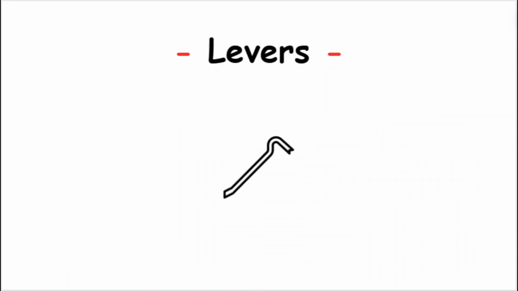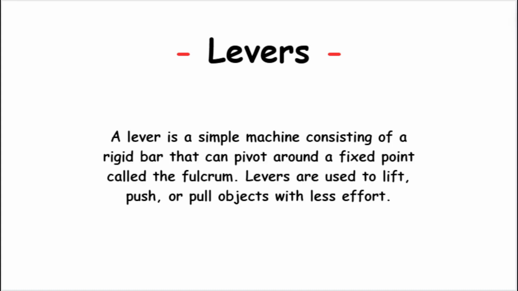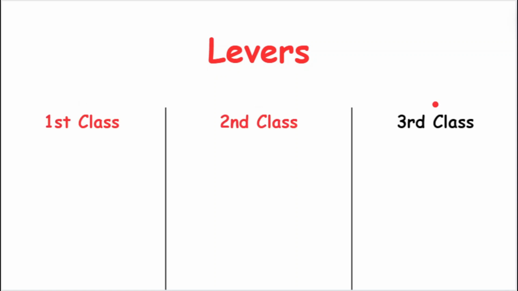Now, let's take a look at the levers. A lever is a simple machine consisting of a rigid bar that can pivot around a fixed point called the fulcrum. Levers are used to lift, push, or pull objects with less effort. Knowing that, we can divide levers in three classes: first class, second class, and third class. Now, let's take a deeper look at each class of lever.